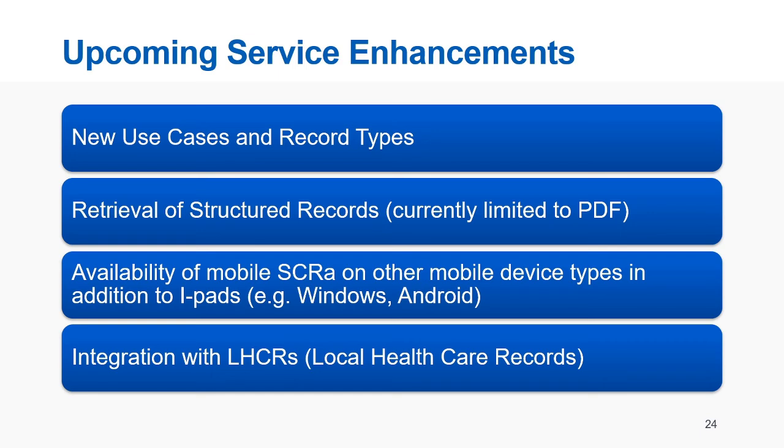The mobile version of SCRA is currently only available on iPads, but the NHS Identity team are looking at ways to make it available on other devices, such as Windows and Android. Finally, the NRL is engaged with the LHCR community, local health care records, to develop a model whereby they are able to share amongst each other and beyond, again using the NRL as a central hub.